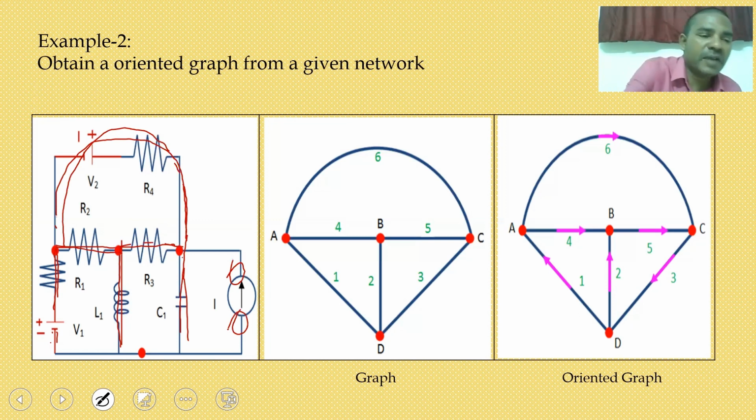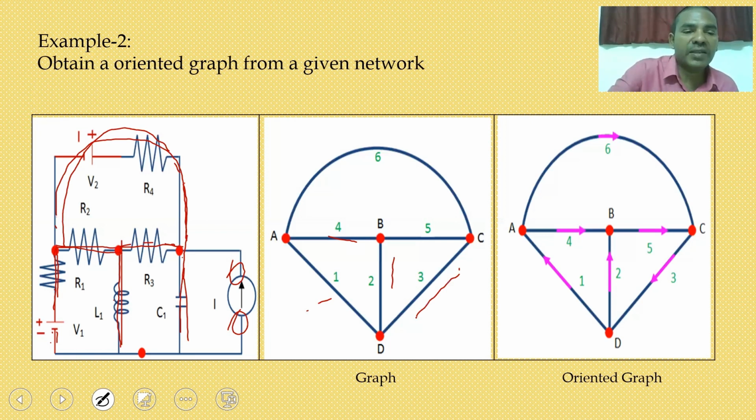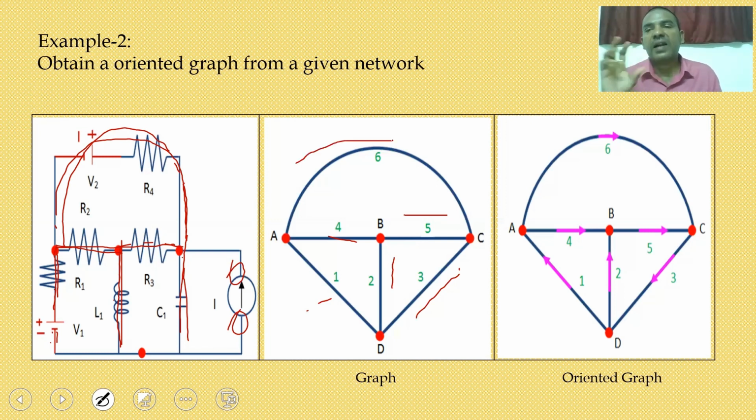So how many branches are we getting? 1, 2, 3, 4, 5, 6 branches. So the first branch is the R1 resistor with a voltage source. Branch 4 is the R2 resistor. Branch 2 is inductor L1. Branch 3 is capacitor C1. Branch 5 is resistor R3. Branch 6 is your second voltage source with a resistance of R4. Here the current source is open circuited, so you never take any branch in the connection between the points C and D.